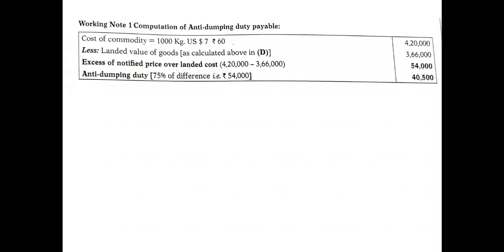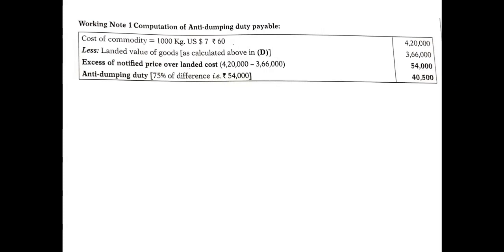Then the landed value of the goods, which we have calculated above, was 3,66,000. We added the assessable value, basic custom duty and surcharge, and we got 3,66,000. Same thing we have taken. Excess of notified price over landed value: how do we come to know whether it is excess or not? If cost of commodity is more than the landed value, it is excess. If cost of commodity is less than the landed value, there is a shortage. So 4,20,000 minus 3,66,000 is an excess of 54,000.